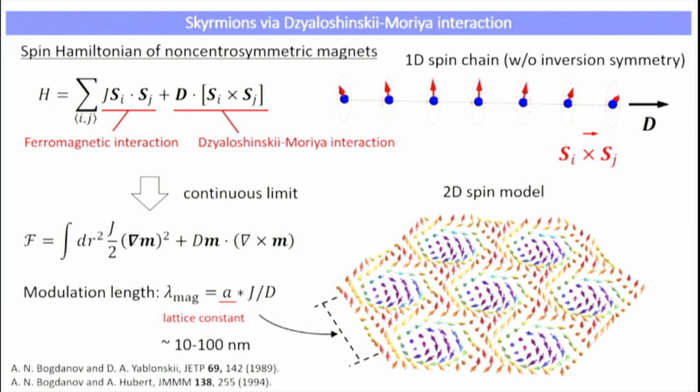Skyrmions. So the important point is that the magnetic modulation wavelength is determined by the ratio of the exchange interaction and the Dzyaloshinskii-Moriya interaction. And the DM interaction comes from the relativistic effect. It's 100 times smaller than the exchange interactions. So it determines the typical size of the Skyrmion to be 10 to 100 nanometers.